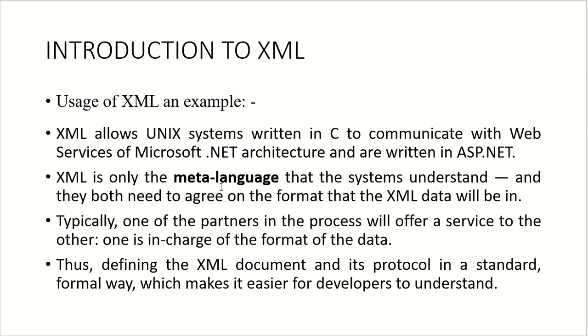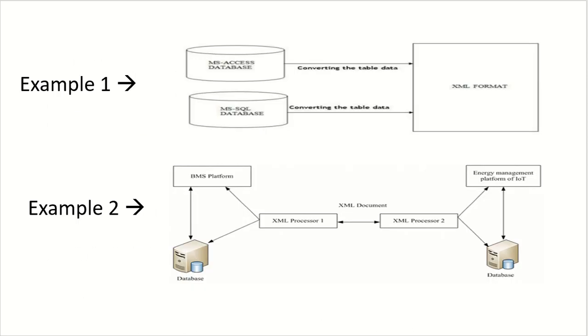So XML is only the metadata, meta language, which gives you the meta information, that is information about the data that the systems understand, and they both need to agree on the format that the XML will be in. Typically, any partner, or you can say one of the partners means, as I have given you the example in this slide. Now I am telling that this is one partner, this is another partner.